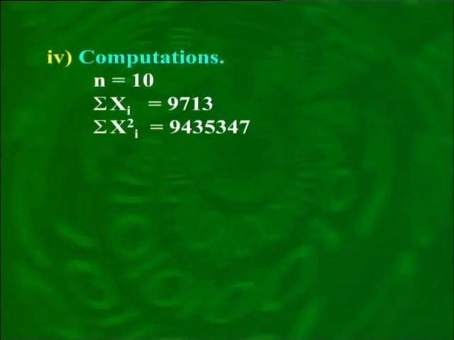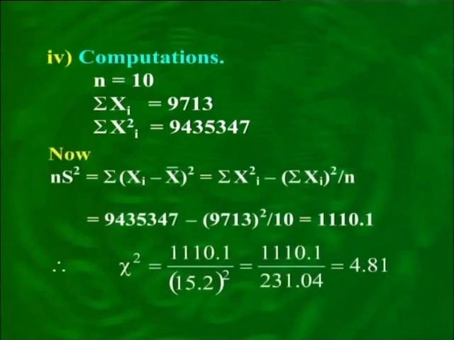The next step is the calculation, and in this problem, the sample size is 10. Sum X comes out to be 9713, and sigma X square is equal to 9435347. Now, NS square is equal to sigma X square minus sigma X whole square over N, according to the shortcut formula. And substituting the values, NS square comes out to be 1110.1. Hence, NS square over sigma naught square, which can be called chi square, our test statistic, comes out to be equal to 4.81.